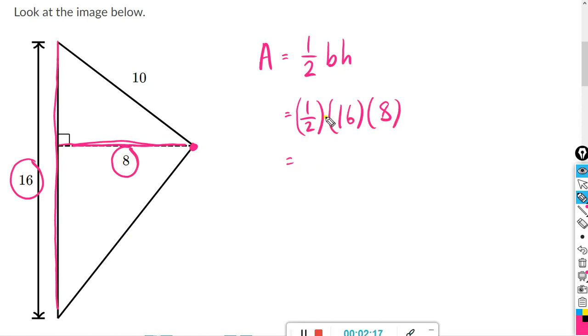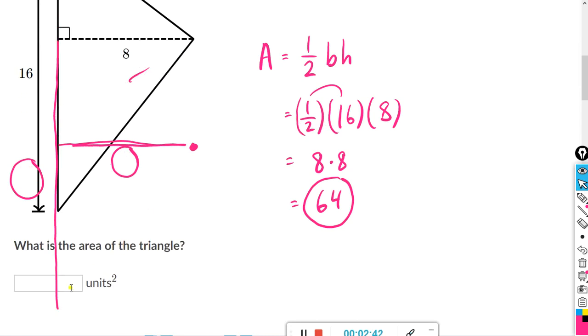All right, and whenever there's an even number, that's the easiest number to multiply by 1/2. So if I do 1/2 times 16, that's just 8. And we still have an 8 there. And of course, 8 times 8 is just 64. So that's the area of this triangle. You can ignore this side right here. 64 in the box. And since we did base times height, whatever the units were, got squared. Like if it were feet times feet, that would be feet squared. So that's why it says units squared.